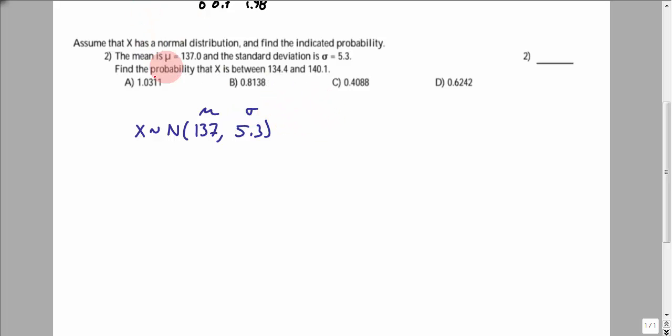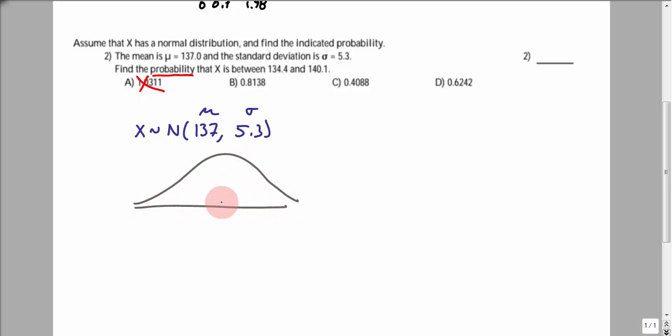Now, again, we're trying to find probability. Well, we can throw out right away this first answer because all probabilities are between 0 and 1, and that one is more than 1. Now, if we want to find that x is between 134.4 and 140.1, let's go ahead and draw a picture.